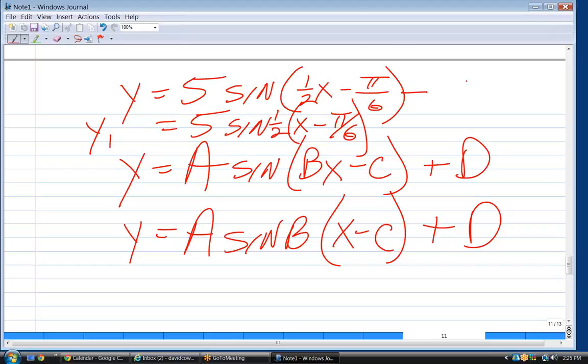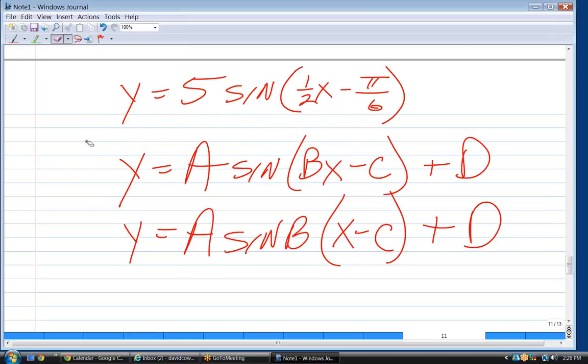What's the phase shift on the one you gave me? It's 2 pi over 6. Right. So the phase shift's a little harder to figure out when the b is inside the parentheses. So whenever you see a sinusoidal function, be aware of what they're giving you. Is that b inside or outside? It really doesn't matter what you're taught, whether you're taught this one or this one. What matters is what you get as a function. Yeah. Okay.